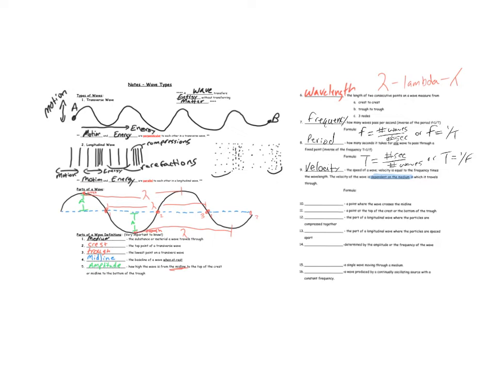The speed of a string is determined by how tight the string is. So the tighter the string, basically, if you tighten a string, it changes the medium and it changes the speed of the wave through it. The tighter the string, the faster the wave travels through it.